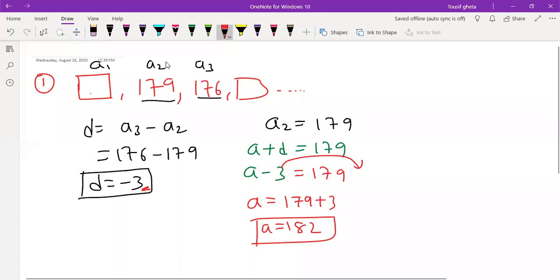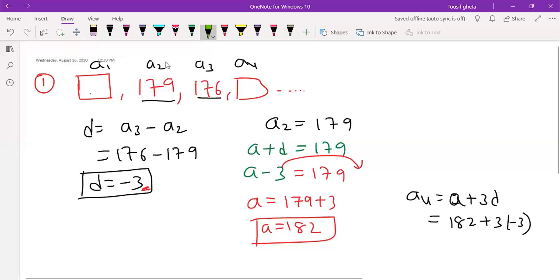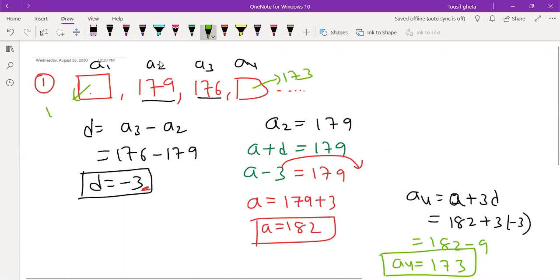A1 we got it. Now we need to find out A4. A4 is easy to do. A plus 3D. A value is what? 182 plus 3 of minus 3. So we will get 182 minus 9, 173. This is A4. So this is another box. Here we'll write 173. Here we'll write 182. Finish.